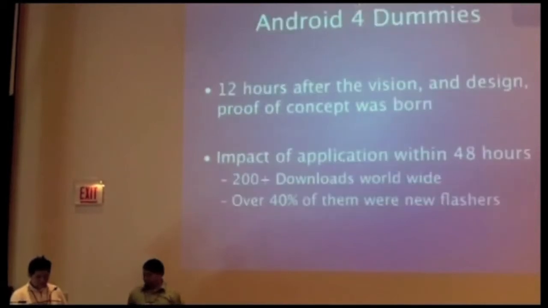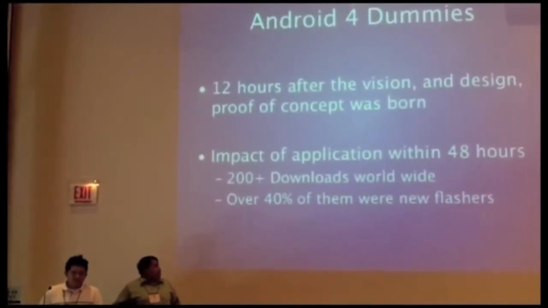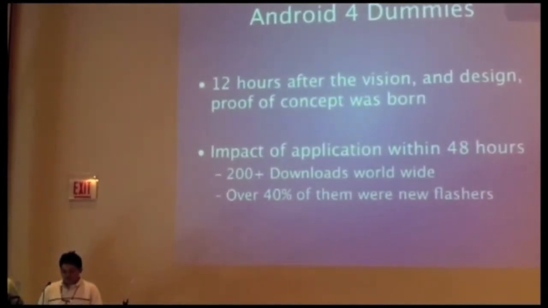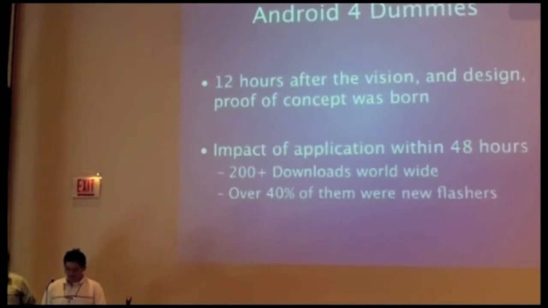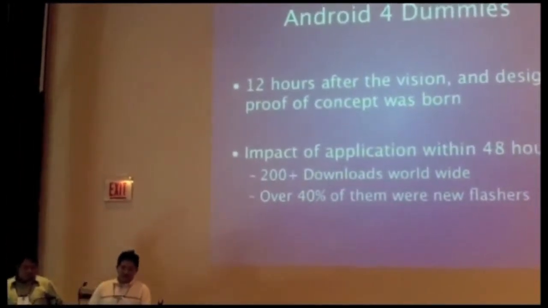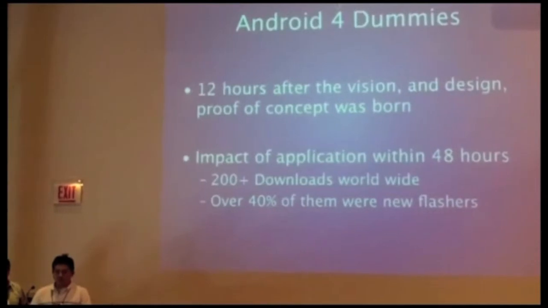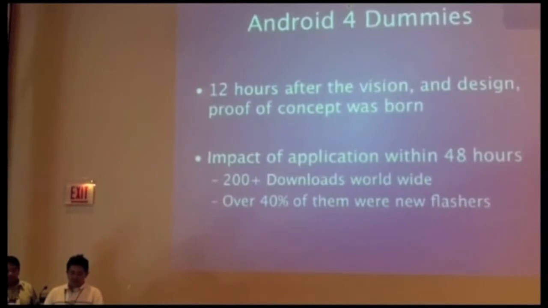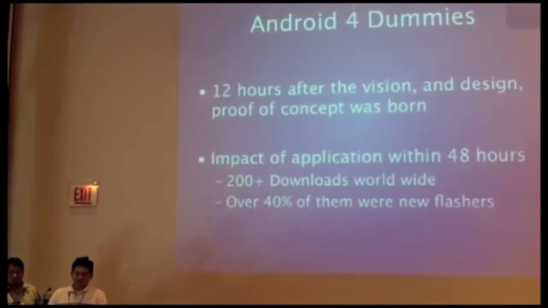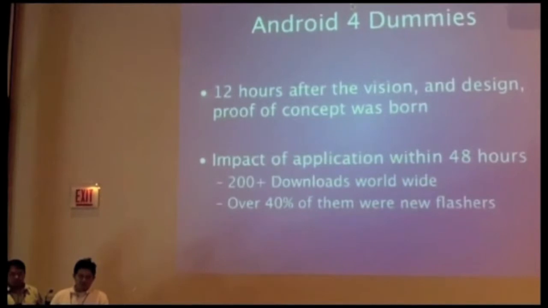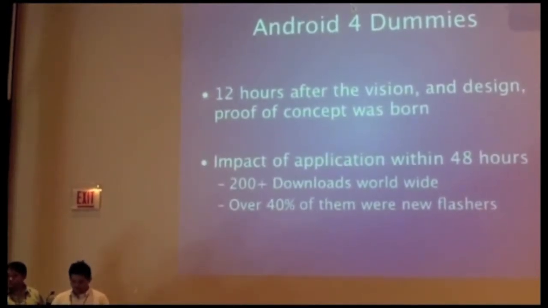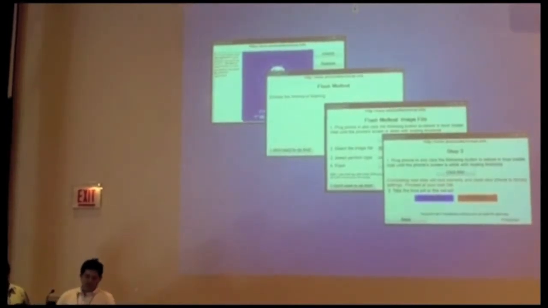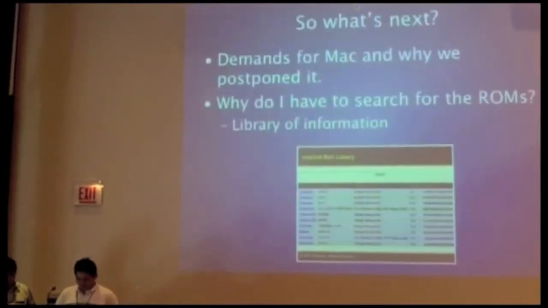Android for Dummies. We first developed it as a Windows-based application. It took about 12 hours to design and write the whole thing out, and then we realized that it was very effective. It made a huge impact on the small communities that we distributed it across. Within 48 hours, there were over 200 downloads of this application, and 40% of them were new flashing of phones. And this is the general look of the app, but we're not going to go into this because we got something even newer than this.